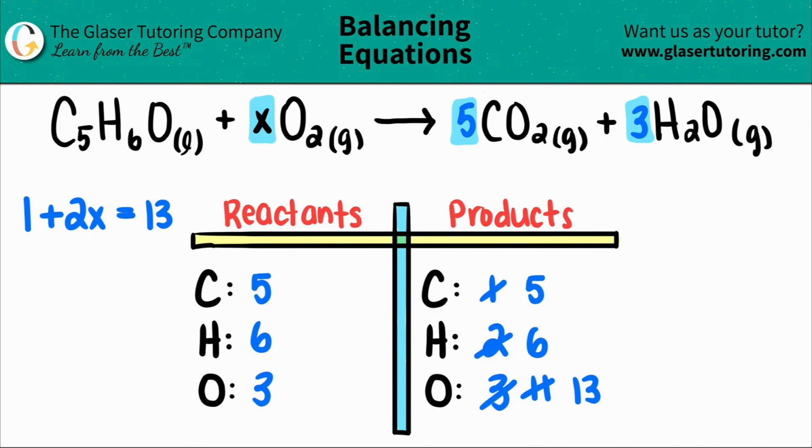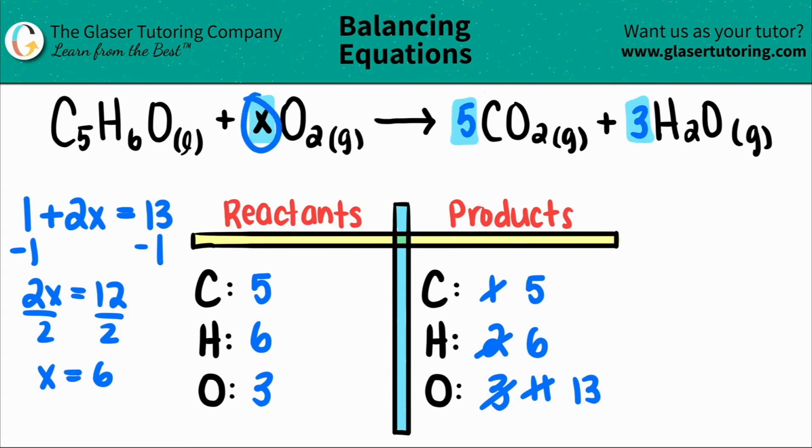So let's just solve for x. Subtract by 1, I get 2x equals 12. Divide by 2, we do this quick, x equals 6. Oh, that's the number that goes here. So instead of putting an x value, the coefficient that's going to be here is a 6. And now we're balanced. So if I can just maybe cancel this out and output a 13, that's fine. But my full balanced equation is 1 C5H6O plus 6 O2s will yield 5 CO2s plus 3 H2Os, and we are done.